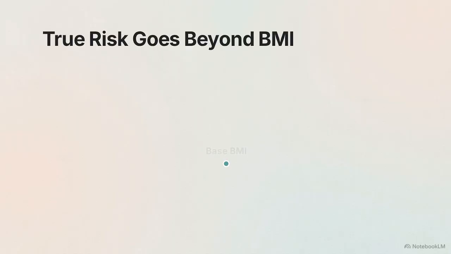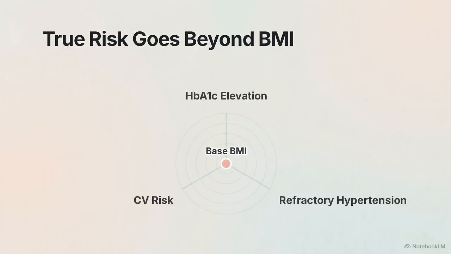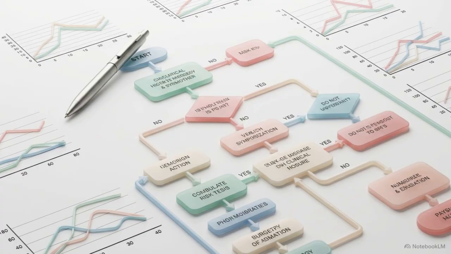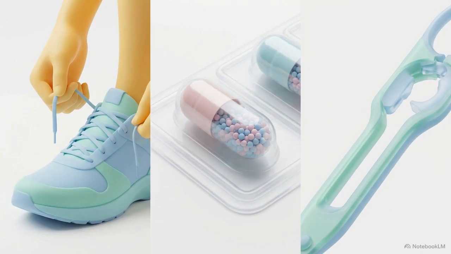A baseline physical measurement, like BMI, sits at the center, but true physiological risk is only captured when we extend axes outward for specific comorbidities. Factors like HbA1c elevation, refractory hypertension, and long-term cardiovascular risk. To construct the contemporary treatment algorithm, we have to evaluate the specific efficacies and trial data of every available intervention, from initial lifestyle adjustments through pharmacotherapy and bariatric surgery.